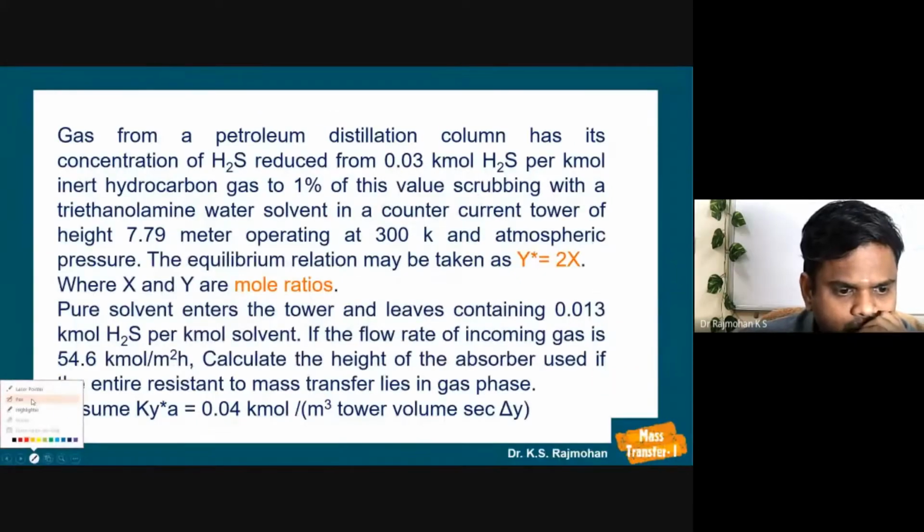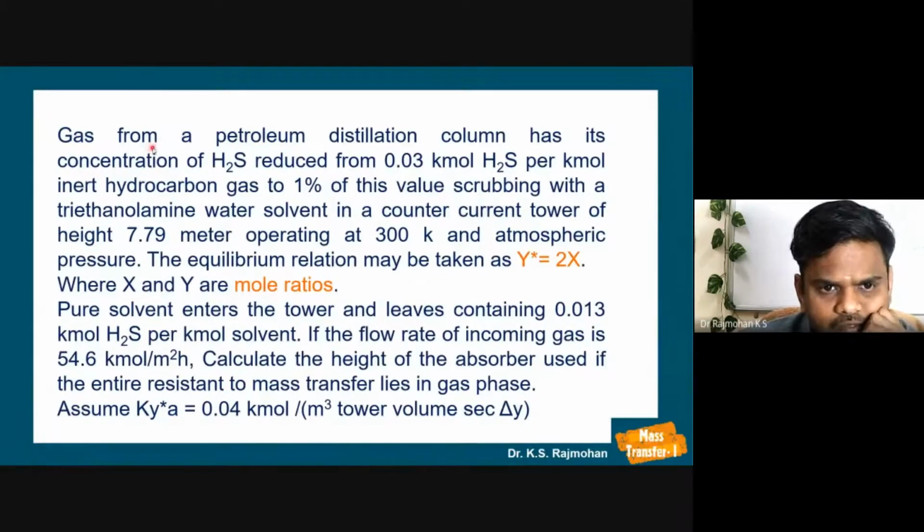Okay, let's solve this problem. A gas from a petroleum distillation column has its concentration of H2S reduced from 0.03 kilomoles H2S per kilomole inert hydrocarbon gas to 1% of this value by scrubbing with triethanolamine or water solvent in a countercurrent tower of height 7.79 meters, operating at 300 Kelvin and atmospheric pressure. The equilibrium relation can be taken as Y star equal to 2X, where X and Y are mole ratios.